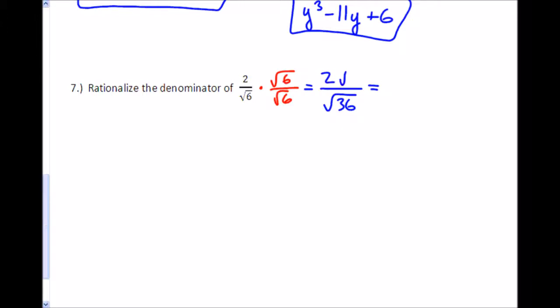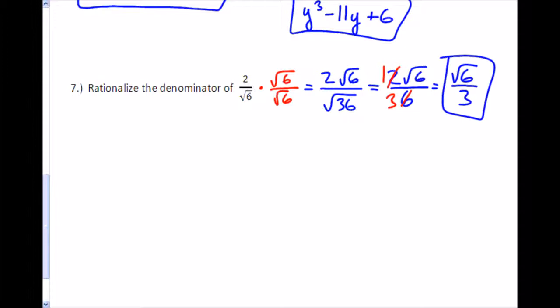Up here, this is just 2 root 6. So that becomes 2 root 6 over the square root of 36, which is a 6. And now from here, I can just simplify this a little bit. The 2 and the 6 reduce to a 1 over 3. So it becomes the square root of 6 over 3. Okay?